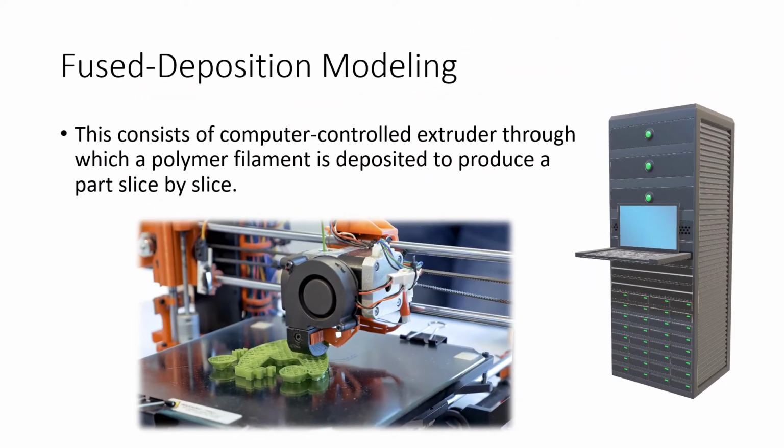Okay, so for fused deposition modeling, this method needs a computer controlled extruder through which a polymer filament is deposited, and we produce that part slice by slice. So the most important thing here is that for this type of modeling, you're going to use a computer controlled extruder, and then the production goes slice by slice.